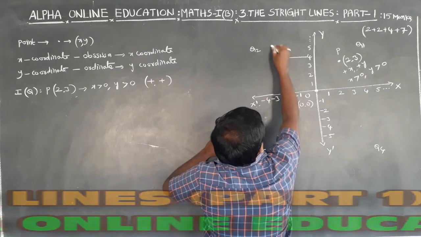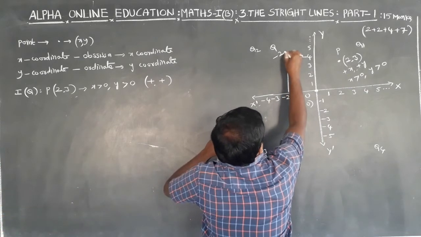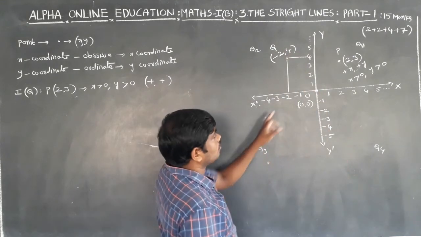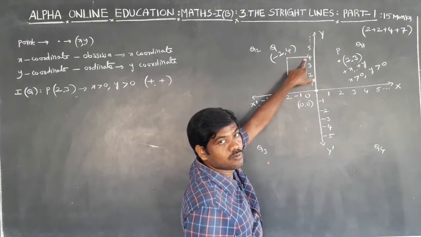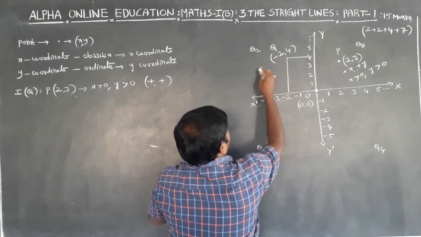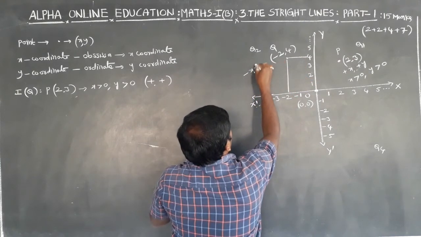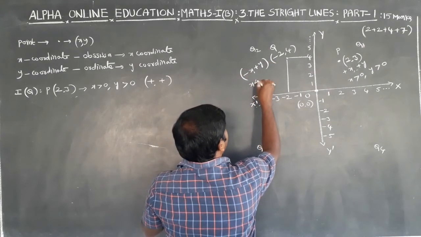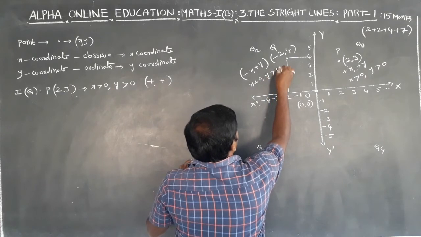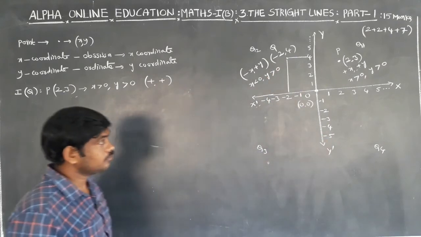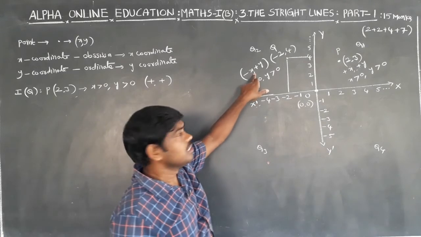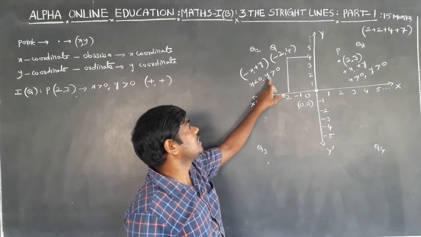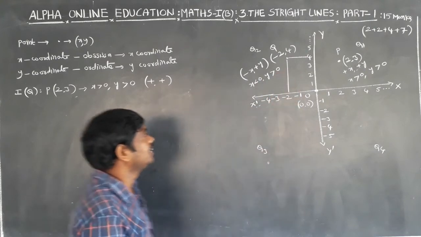Point Q: x coordinate -2, y coordinate 4. In the second quadrant, x is negative, y is positive. That means x is less than 0, y is greater than 0.